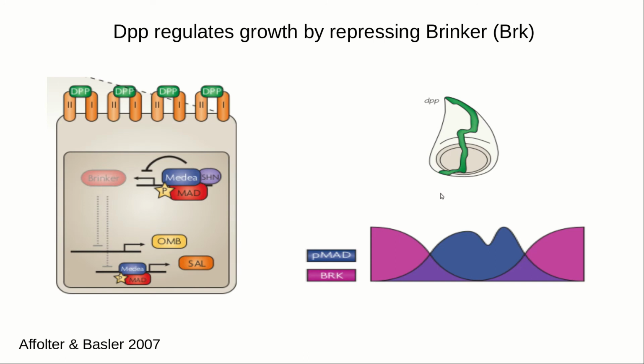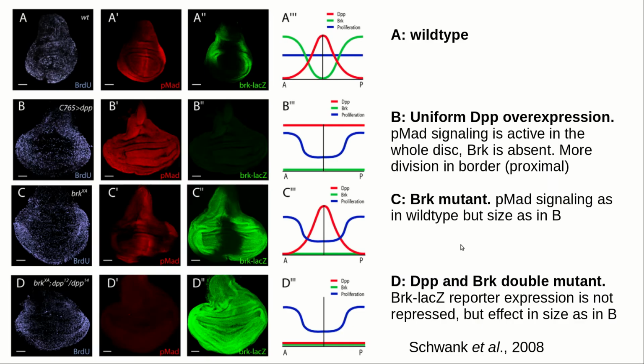Most of the DPP effect on growth is mediated by repression of Brinker. As I already explained, Brinker is constitutively expressed in the wing disc, and then activation of the DPP pathway represses it. So this results in opposite gradients of Brinker and DPP. Here it is shown how mutation of Brinker and overexpression of DPP have the same effect on the disc. In the top figure you can see the wild type.